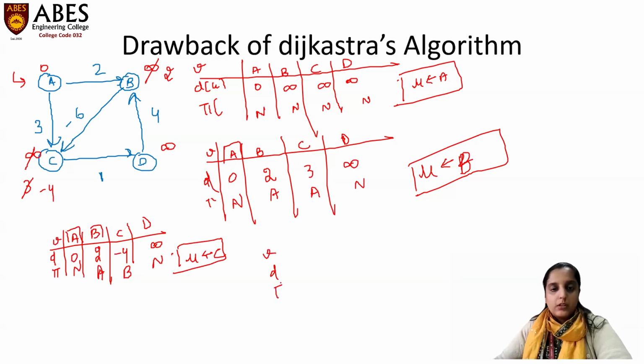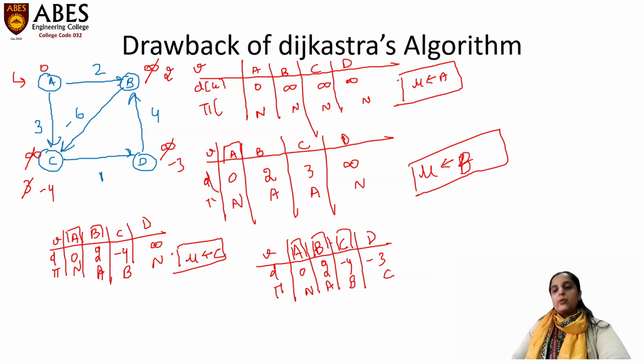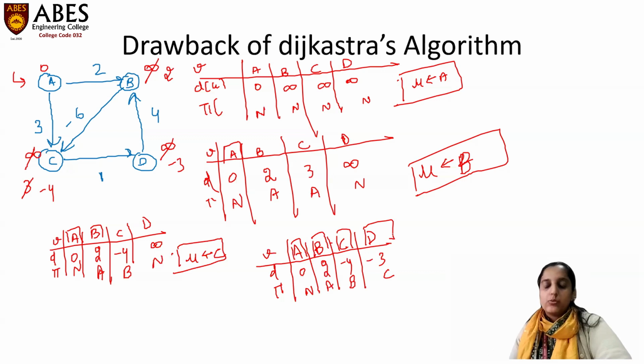A, B, C, D. The nodes already visited are A and B, and now we go to C. So the values will be copied: 0 nil for A, 2 A for B, minus 4 B for C. From C, we can go to D, right? Minus 4 plus 1, that is minus 3. Minus 3 is less than infinity, so we'll write it like this, and the parent will be C. Now we are only left with D. Next we'll extract D, but there is no vertex left to visit, so we'll stop here.